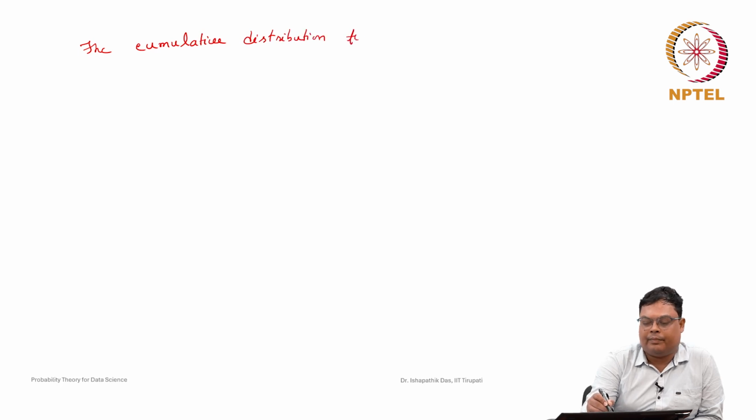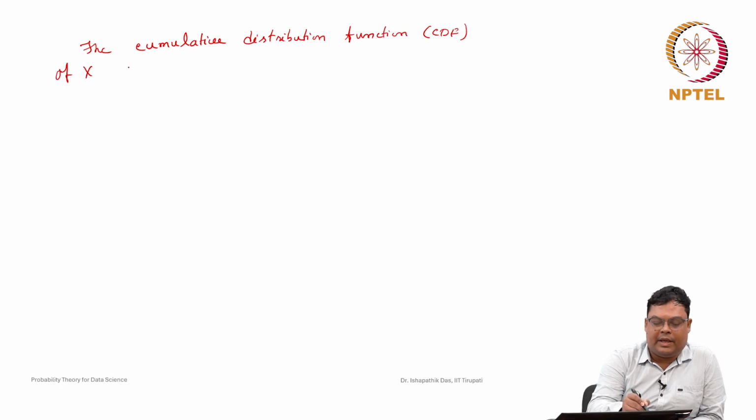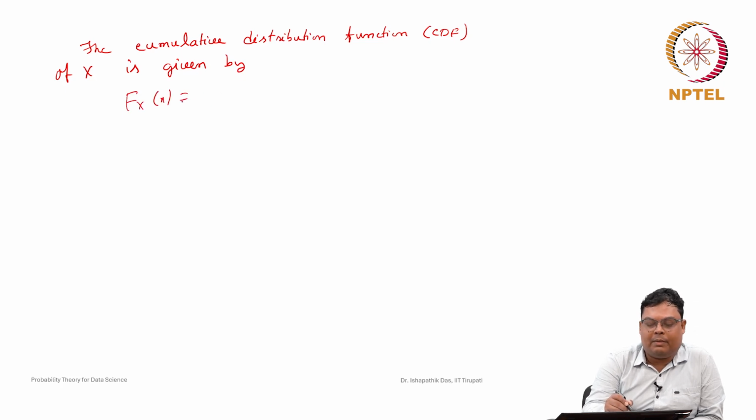The cumulative distribution function. The CDF of x is denoted by capital F, F_X(x). So how do we actually define F_X(x)? F_X(x) is nothing but the probability that X is less than or equal to x.